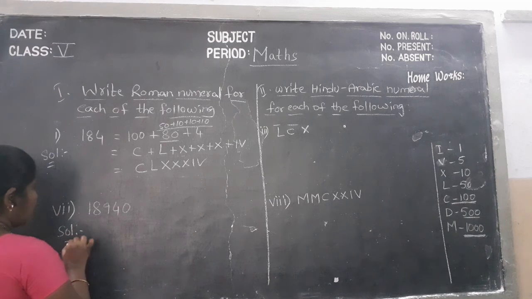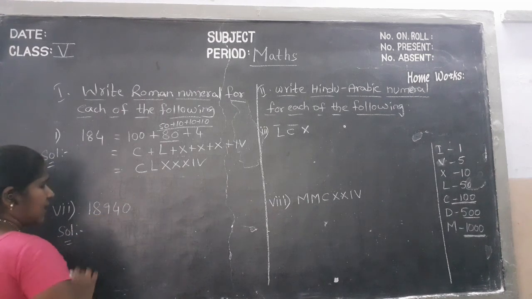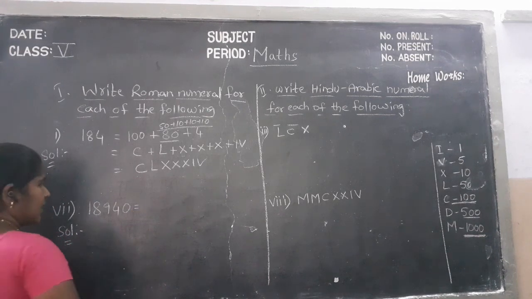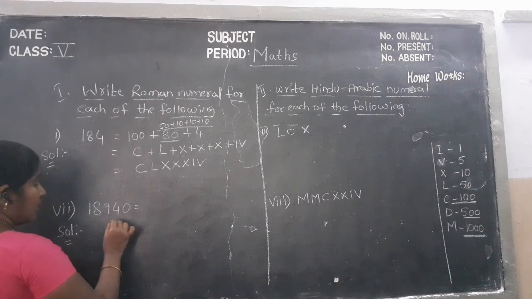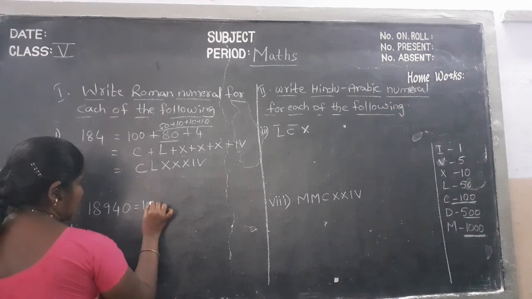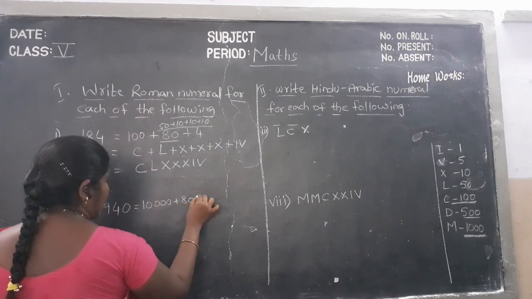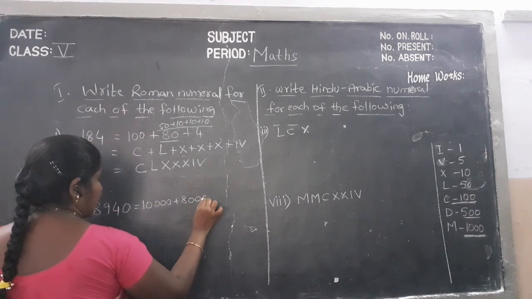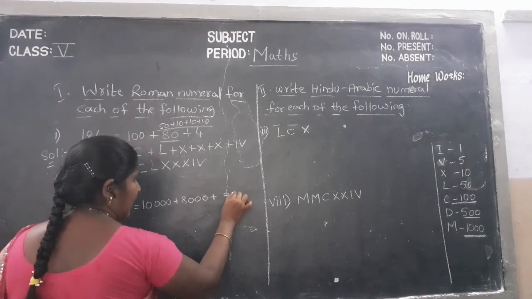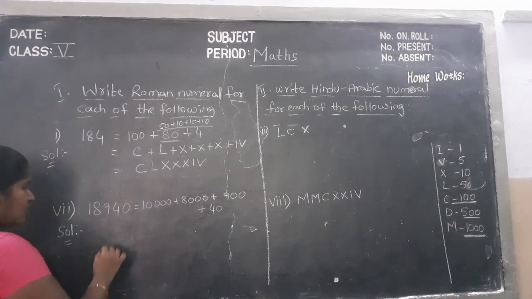Next sum, see children. What is the given number? 18,940. First we should write 18,000. Sorry children, 18,000. How should we write 18,000? First we should write 10,000 plus 8,000, next number is 900, then plus 40.